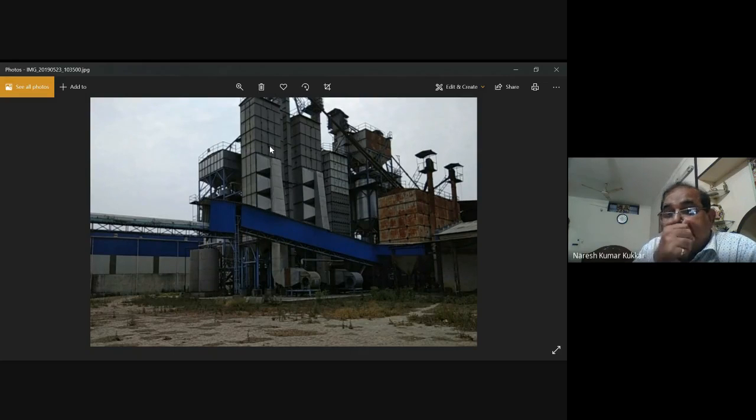We have seen the sheller unit in the previous picture. This is the outer side of the rice sheller. That was the inner side of the rice sheller. And here there are ancillary units. This is the conveyor in this shed.